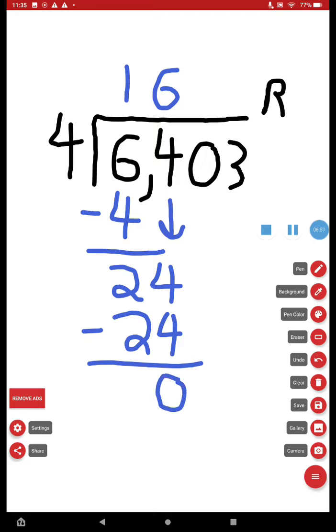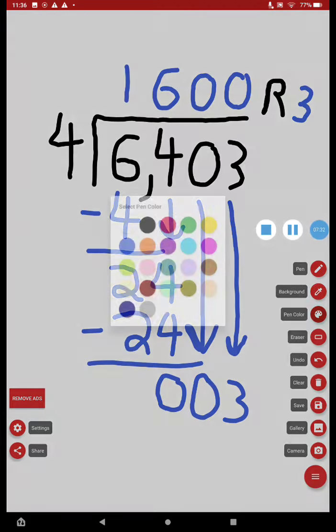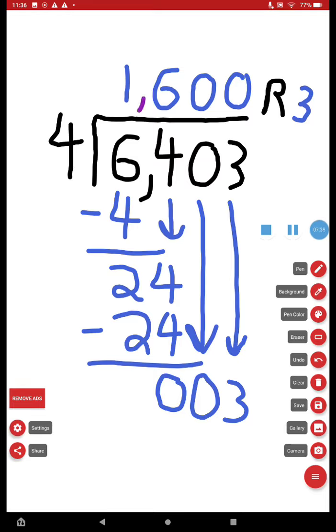Divide, multiply, subtract, and bring down. That's 0. 0 divided by 4 is 0. 0 times 4 is 0. 0 subtract 0 is 0. That's easy. Divide, multiply, subtract, and bring down 3. 3 divided by 4 is 0. If I have $3 and I'm dividing it among 4 people, everybody gets $0. I have a remainder. What's my remainder? 3. So what did I get for my answer? I got 1,600, remainder 3.